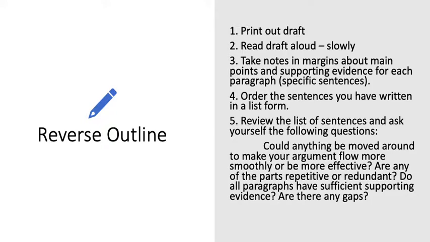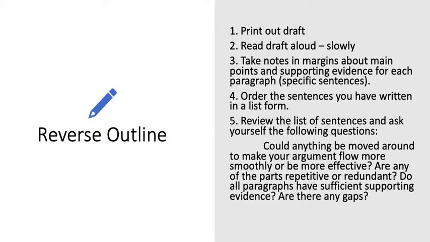Part 3, take notes in the margin of your printed out draft, writing the main point you identify in each paragraph. Then note all supporting evidence in the order it comes up. Part 4, write all of the information you have noted in a list. Part 5, review each sentence you have written down and see if the order makes sense or if the organization needs revising. Ask yourself the following questions.